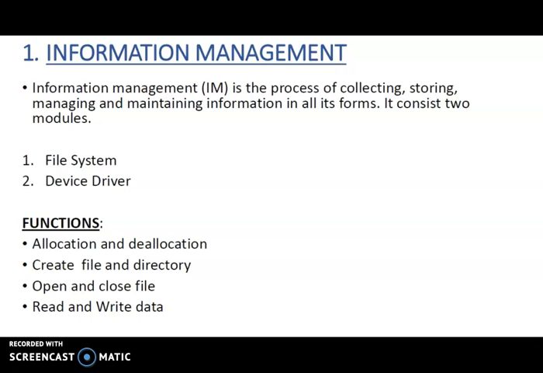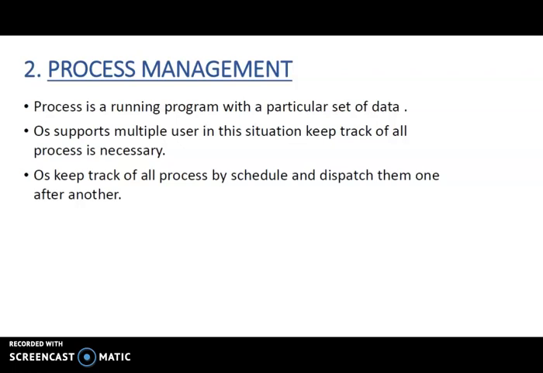This is all about the functions of information management. Then the next service provided by the operating system is process management. Now, what is the meaning of process? If the OS supports multiple users working at the same time, then each user has a different process. The process is nothing but your running program with a particular set of data. So whenever multiple users use the system at the same time, each user has its own process.